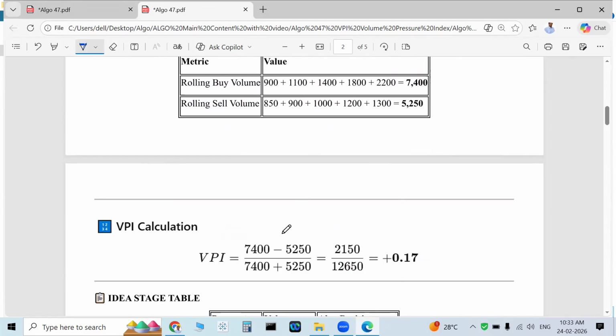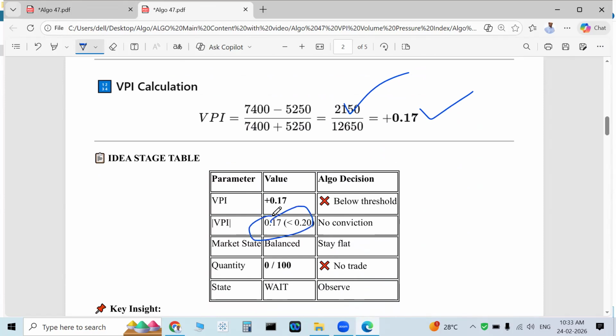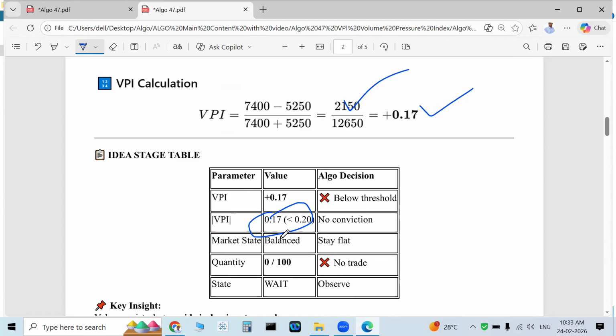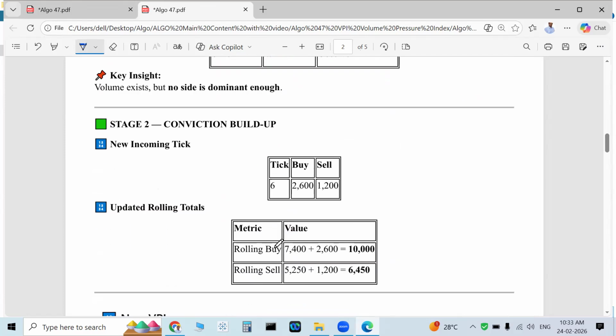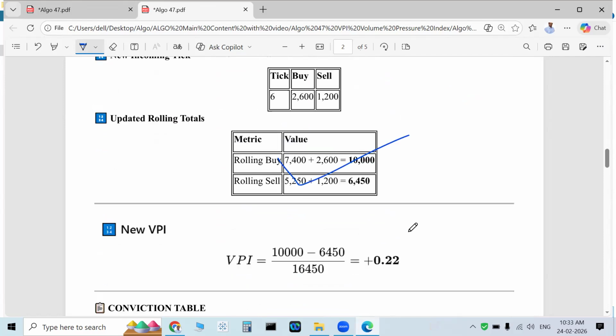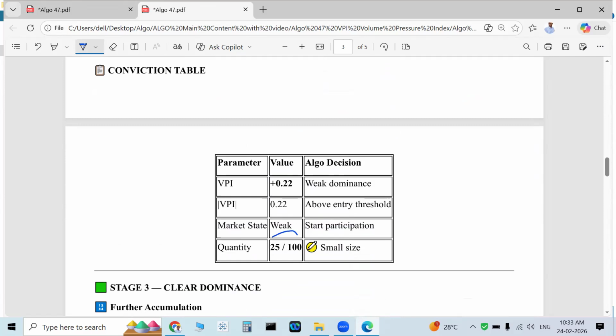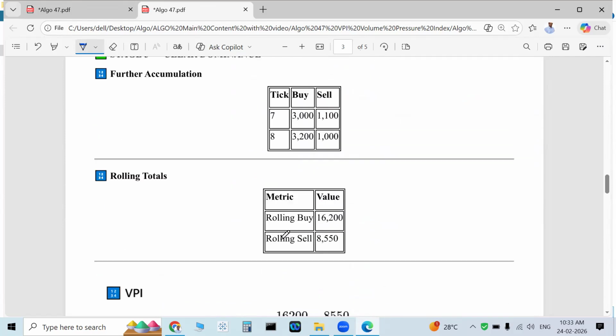Then we check the VPI dominance. If the VPI dominance is not the value which we want, we are not going to trade. And if the VPI dominance is above that value, we are going to trade. So the number of quantity is decided with the logic of the VPI calculation. The key insight is that continuous rolling buyer and seller volume is added, and based on that the VPI is decided, and VPI decides the number of quantity to trade.